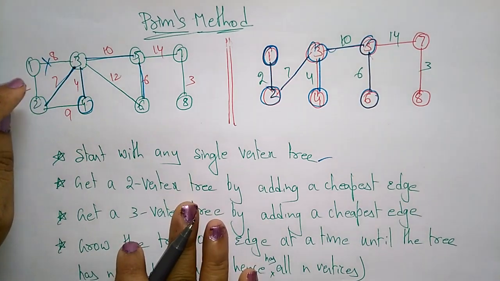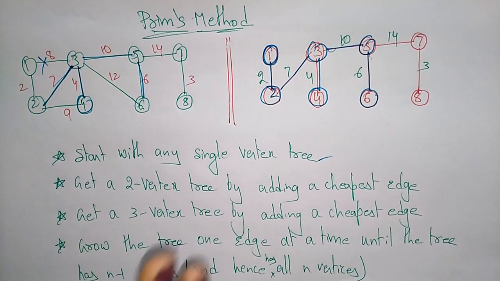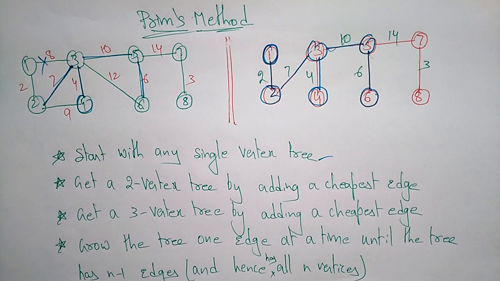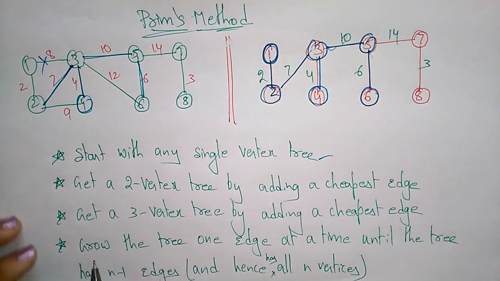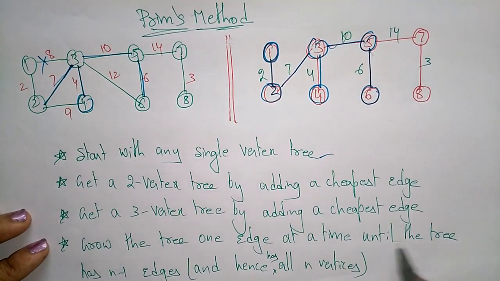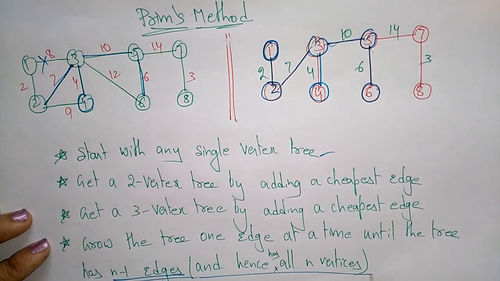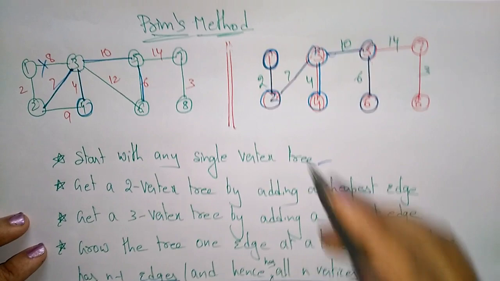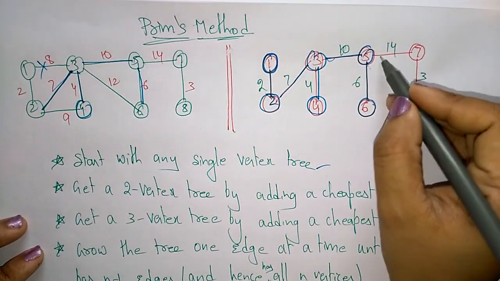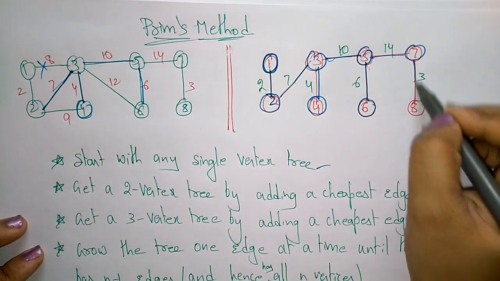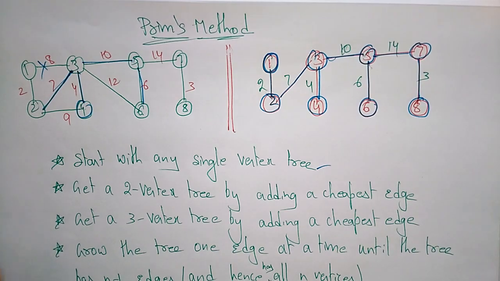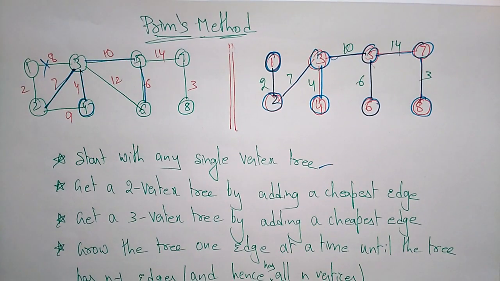The one thing to note is that it doesn't form any cycles and the graph should not be disconnected. So grow the tree one edge at a time until the tree has n-1 edges, and hence all n vertices have been reached. After that 7, after that 8. So this is about Prim's algorithm. Thank you.